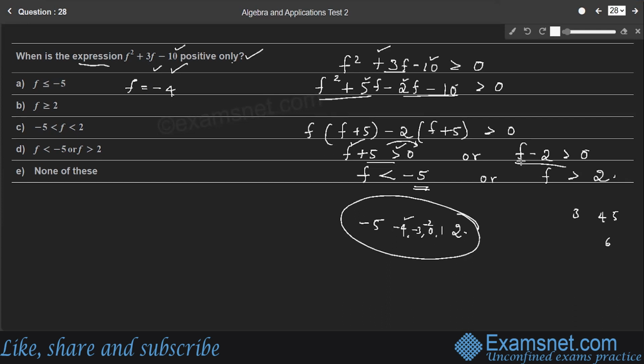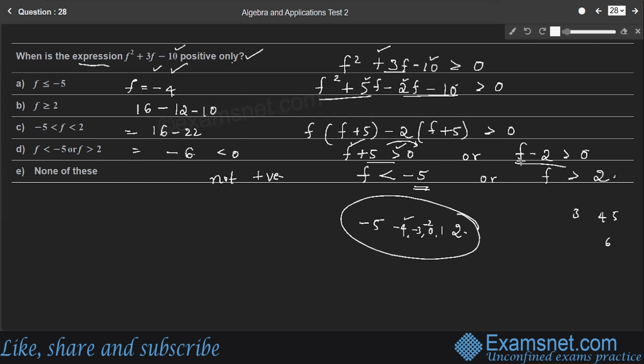Given expression becomes f square, so minus 4 square is 16, right? Plus 3 into minus 4 becomes minus 12, minus 10. It becomes 16 minus 22, which is nothing but minus 6. So which is not positive, which is less than 0. It is not positive.